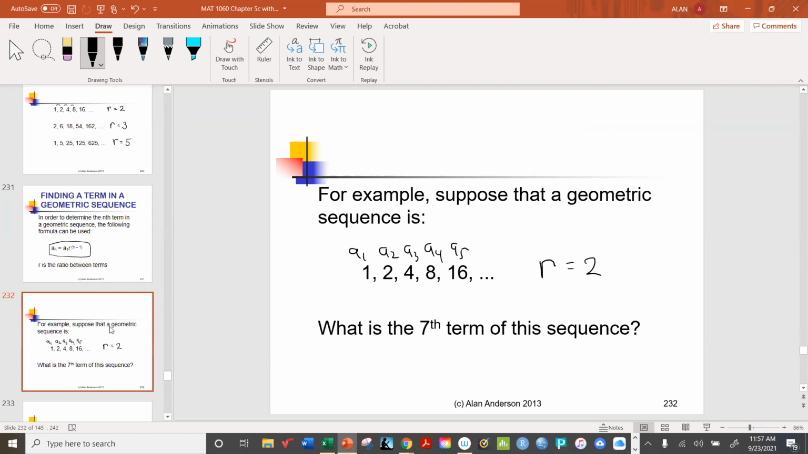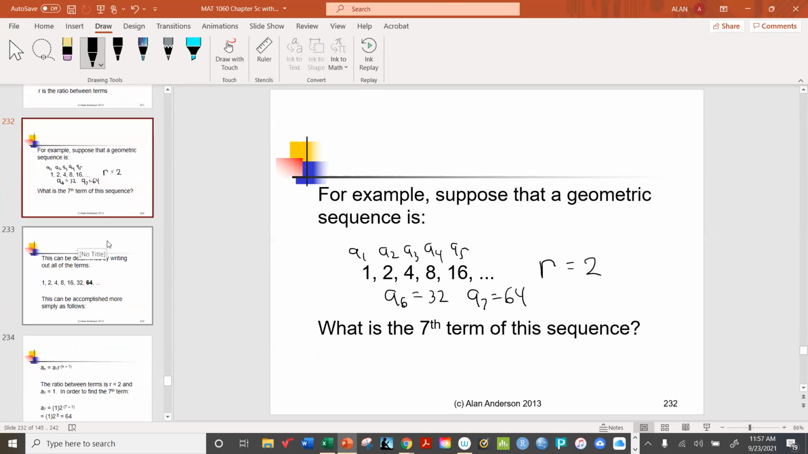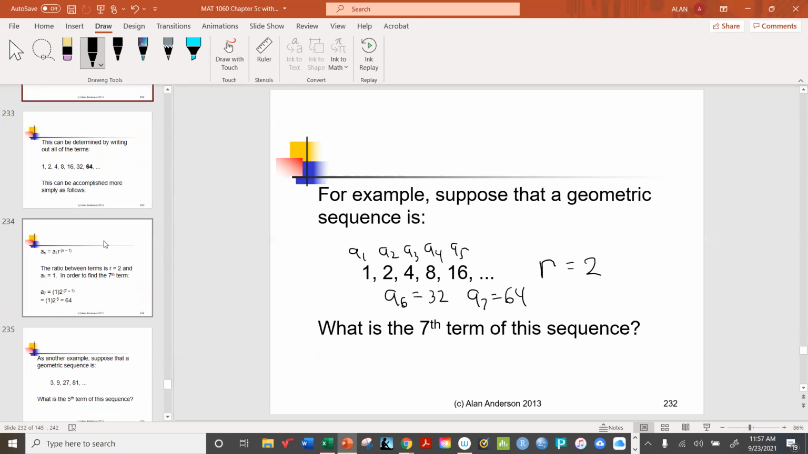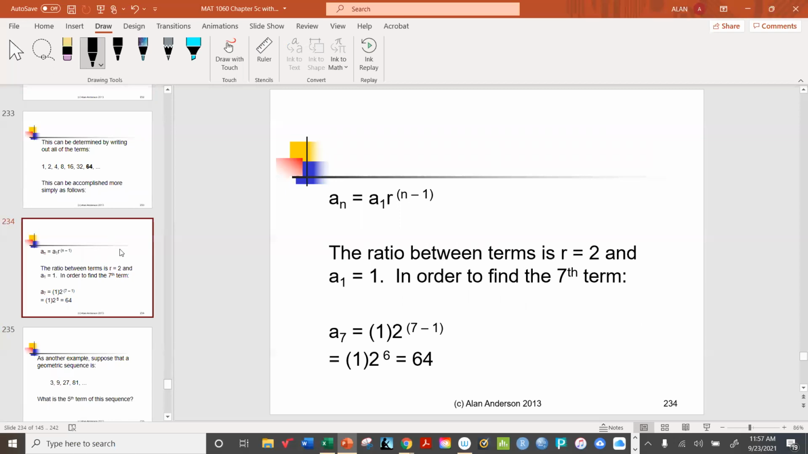You should be able to figure out the 7th term without this formula. a6 would clearly be 32, and a7 would clearly be 64, but let's use the formula. And you'll see it's really not that difficult. So we already know the answer, but let's check it out with our formula. As long as we have it, we might as well put it to good use. All right, here we go. So all we need to know is the fact that we're looking for the 7th term, n is 7. The common ratio in these terms is 2, and a1 is 1.